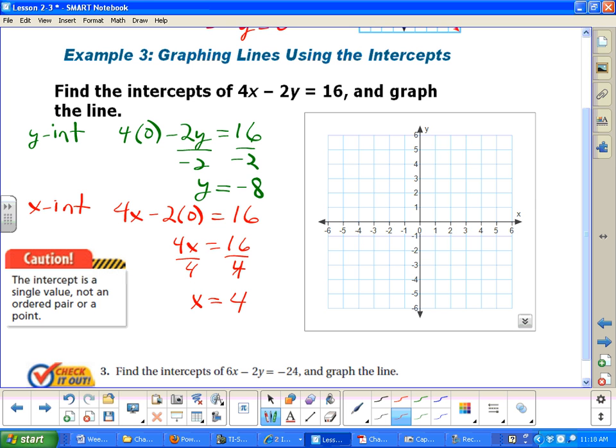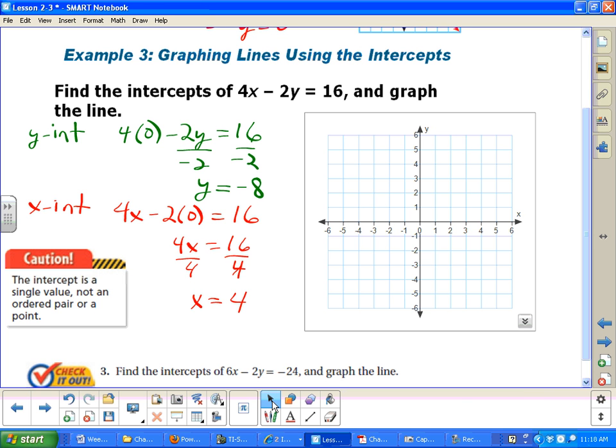And they put a caution here for you, just a reminder. The intercept is a single value, not an ordered pair or a point. And a lot of people like to do that. They'll say the y-intercept is 0, -8. No, it's not. It's just -8. Okay? They'll say the x-intercept is the point 4, 0. Nope, it's just 4. Okay?